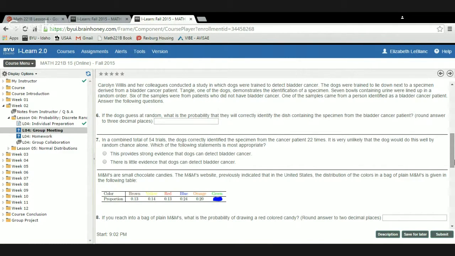There's 7 bowls, 1 of them has cancer and the other 6 don't. So you just divide 1 by 7, and that rounded to 3 decimal places is 0.143.